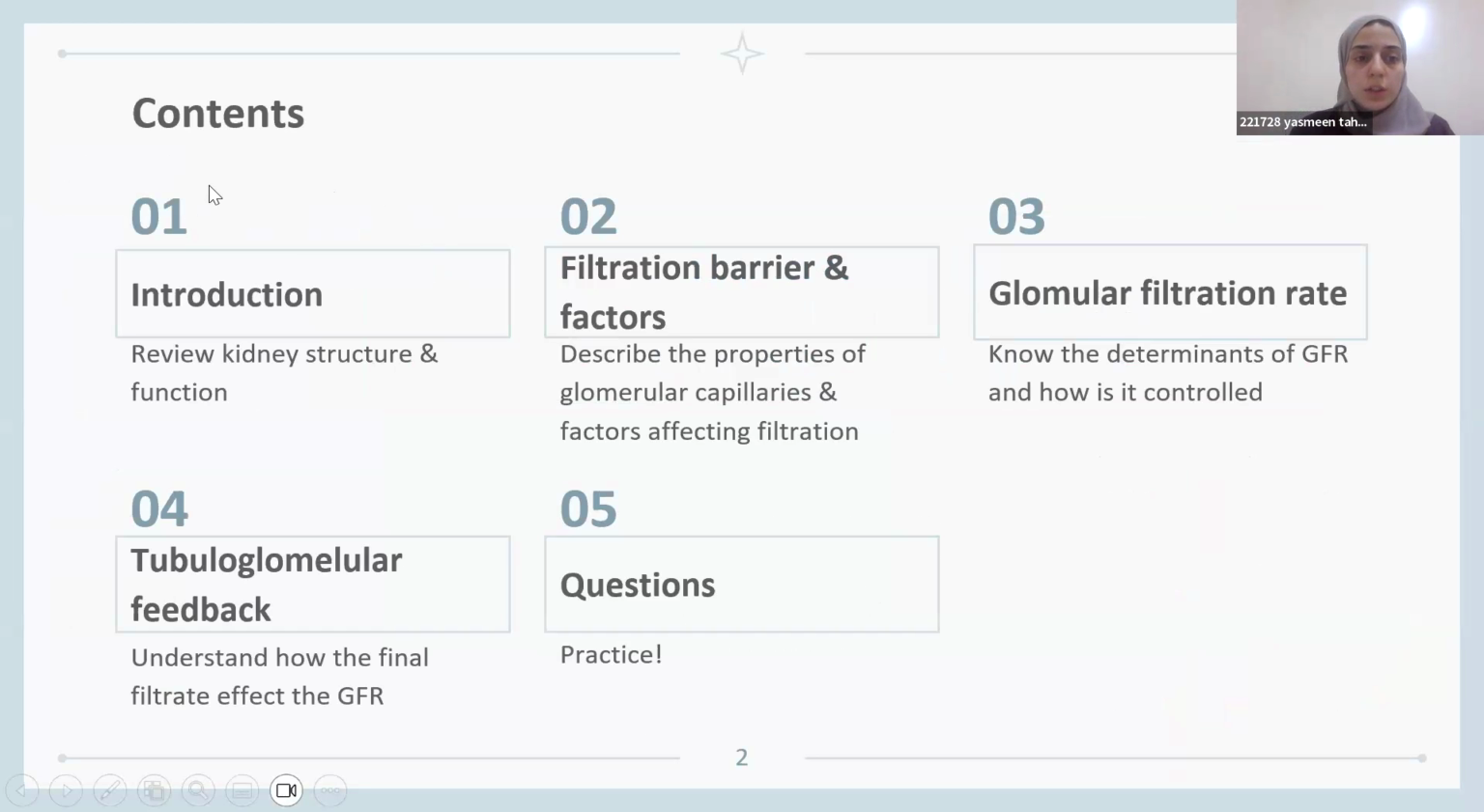First, we'll have a quick introduction about the kidney structure and function to know what exactly we are talking about. And then we will talk about the filtration barrier and the factors affecting this barrier. Then we will go to the glomerular filtration, which is going to be the bulk of our lecture. We will know the determinants of the GFR and how it's controlled. Last part is going to be the tubuloglomerular feedback. And lastly, we will have some questions to go over.